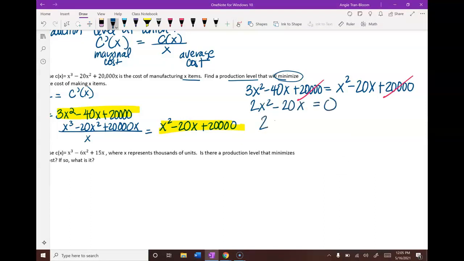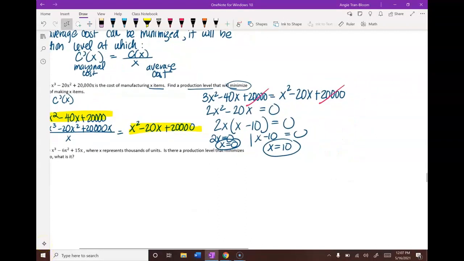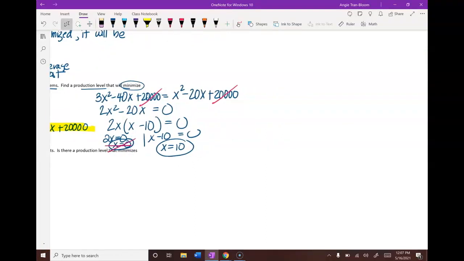Looks like I can factor out a common factor of 2x. If that's the case, I have x minus 10 left. Take each factor and set equal to 0. So 2x equals 0, x minus 10 equals 0, so I'm going to end up with 0 here, and then over here I have 10. For this particular context, it does not make sense to produce 0 items. So to minimize average cost, students, this company would need to produce 10 items, okay?